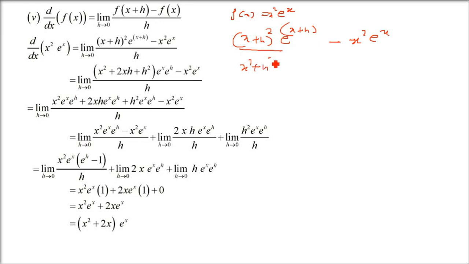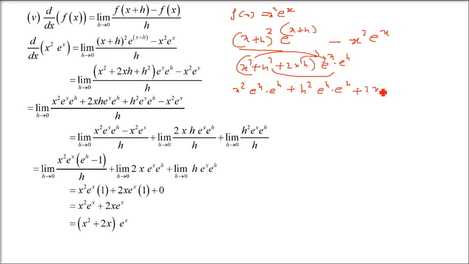This is x square plus h square plus 2xh, and this is e raise x dot e raise h. Multiply this: x square e raise x e raise h plus h square e raise x e raise h, plus 2xh e raise x e raise h, minus x square e raise x.